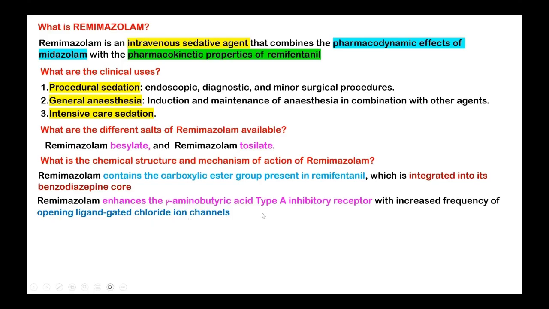ligand-gated chloride ion channels. So what will happen if the chloride channels are open? Hyperpolarization. We saw in the earlier class, the Nernst equation, I told you, if the intracellular negativity increases, it is called hyperpolarization. That is achieved by ingress of chloride ions into the cell. How is this drug metabolized?